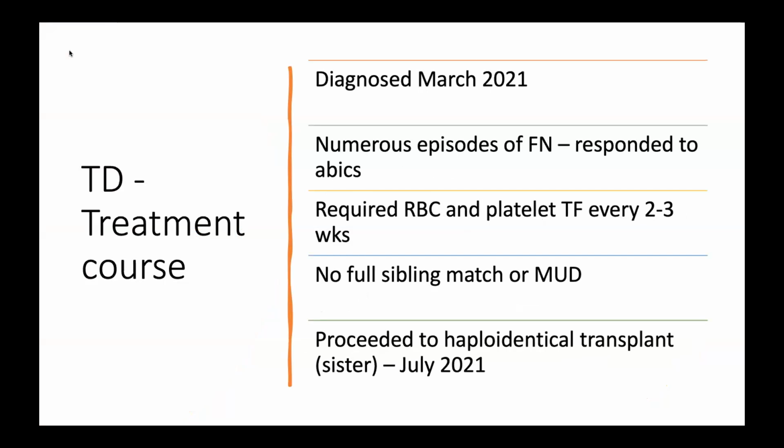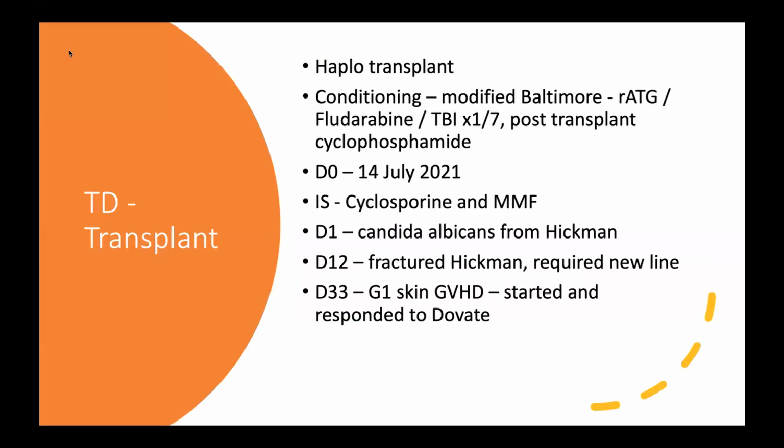She then proceeded to a haploidentical transplant with her sister as a donor, again conditioned with the modified Baltimore protocol. Her day 0 was 14th of July, 2021. And unfortunately, on day 1, she had a candida from her Hickman. By day 12, the Hickman was fractured and she required a new line.